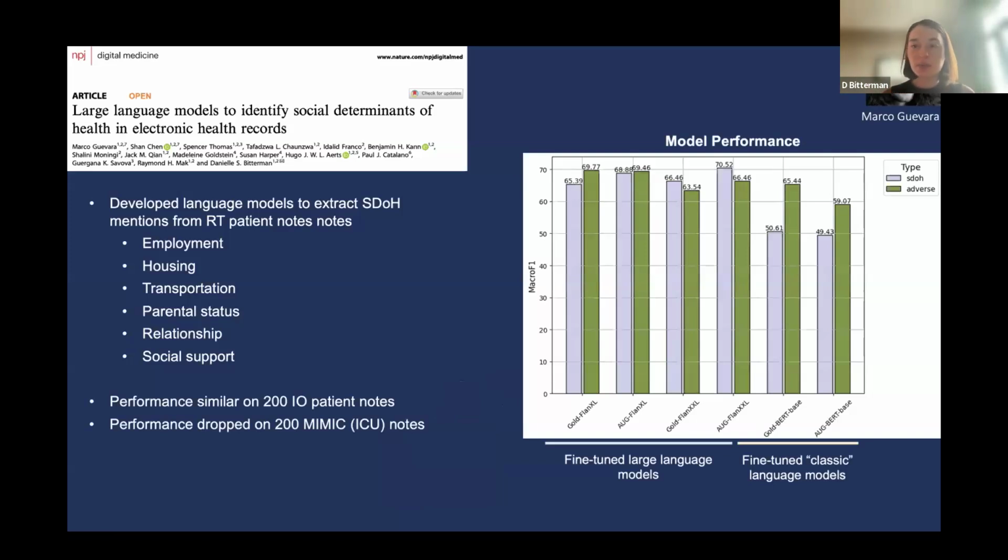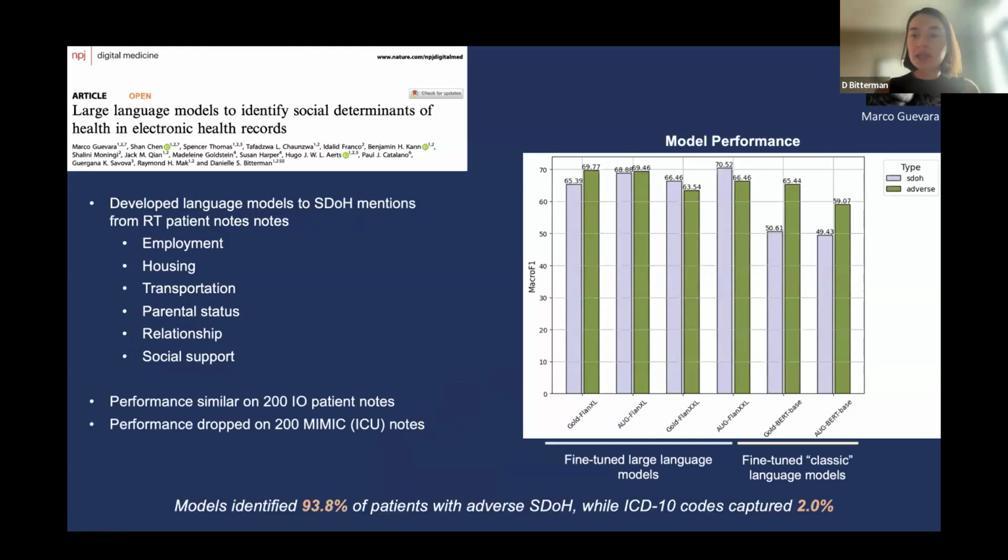And so our models performed quite well. The larger the model was, the better it performed. We did see that our models had a generalizability issue as well, like I discussed earlier on in the talk. The models were trained on oncology patients. When we looked at applying these models to ICU patients, the performance dropped significantly. So that's another risk to look out for when considering using a new model. However, our models did identify 94% of patients with adverse social determinants of health, compared to only 2% of patients when structured data alone were relied upon.